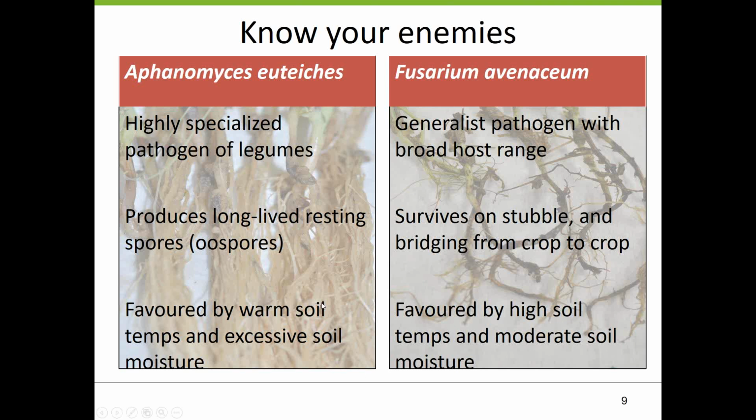Aphanomyces is favored by warm soil temperatures and excessive soil moisture, generally soil temperatures around 15 to 20 degrees, which is why we see it start to infect around June. Whereas Fusarium avenaceum does prefer higher soil temperatures and drier soils, which is why we see it start to infect usually into July.